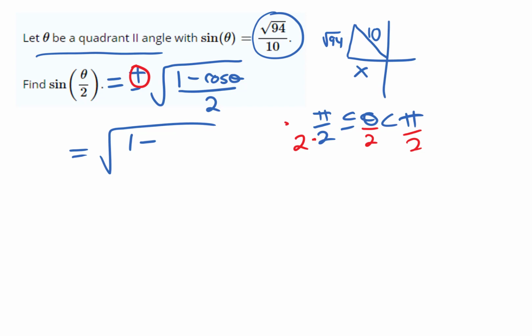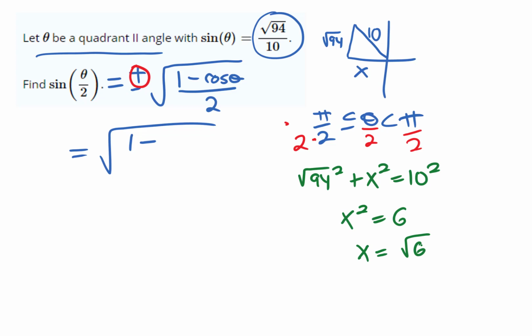So how are we going to do that? We're going to use the Pythagorean theorem, and we have the square root of 94 squared plus x squared equals 10 squared. So x squared is going to be 100 minus 94, or 6. So x is going to be square root of 6. But because I'm in quadrant 2, I'm going to label that as a negative square root of 6, since x values are negative in quadrant 2.